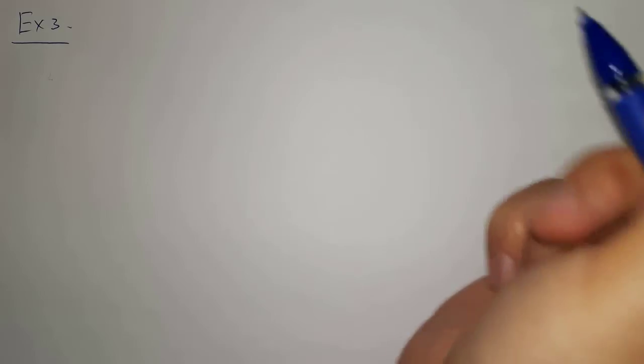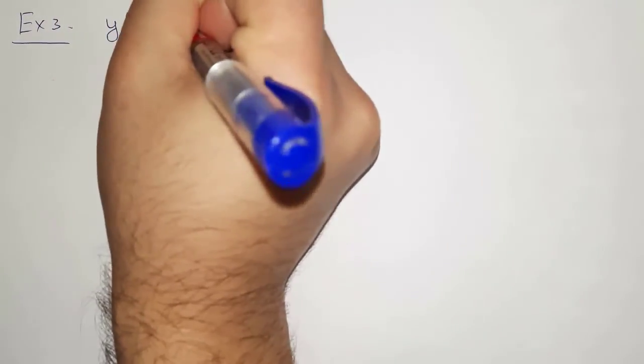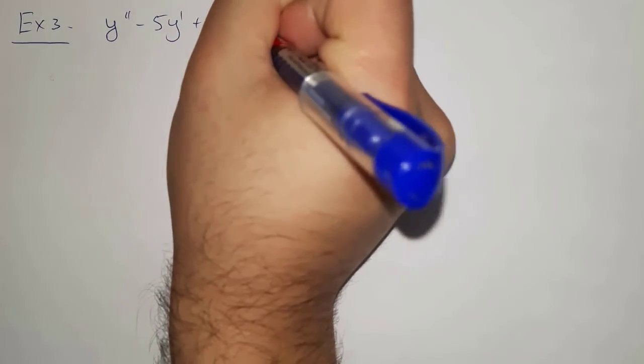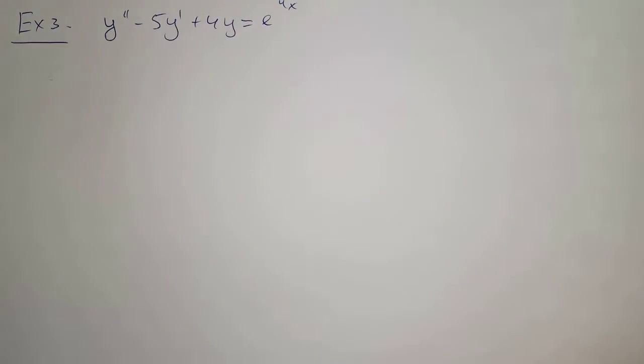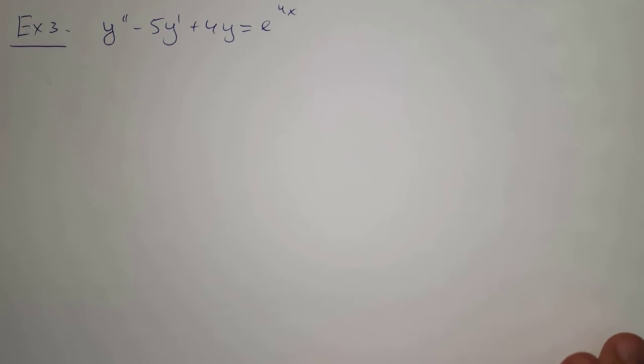And now let's solve the next equation and the next example. Example number 3 now. Solve the differential equation y double prime minus 5y prime plus 4y is e to the power of 4x. So we need to find the solution of this differential equation, non-homogeneous differential equation, second order.